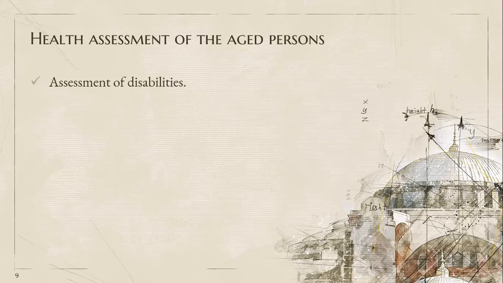Here are the important constituents of health assessment of aged persons in the above mentioned context. Assessment of disabilities. In old age, old persons may be suffering from physical, psychological, social, and sexual disabilities or impairments.